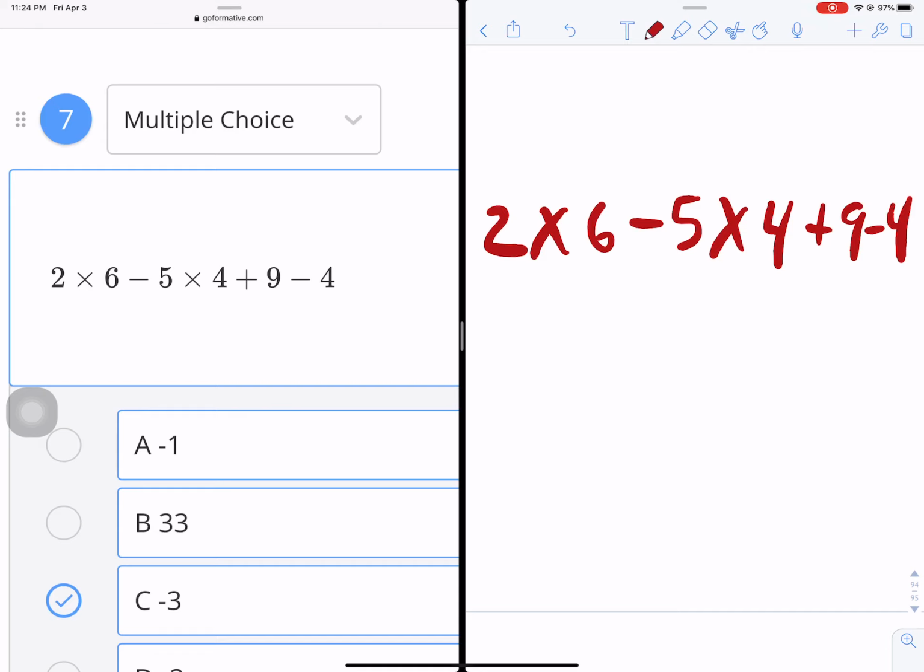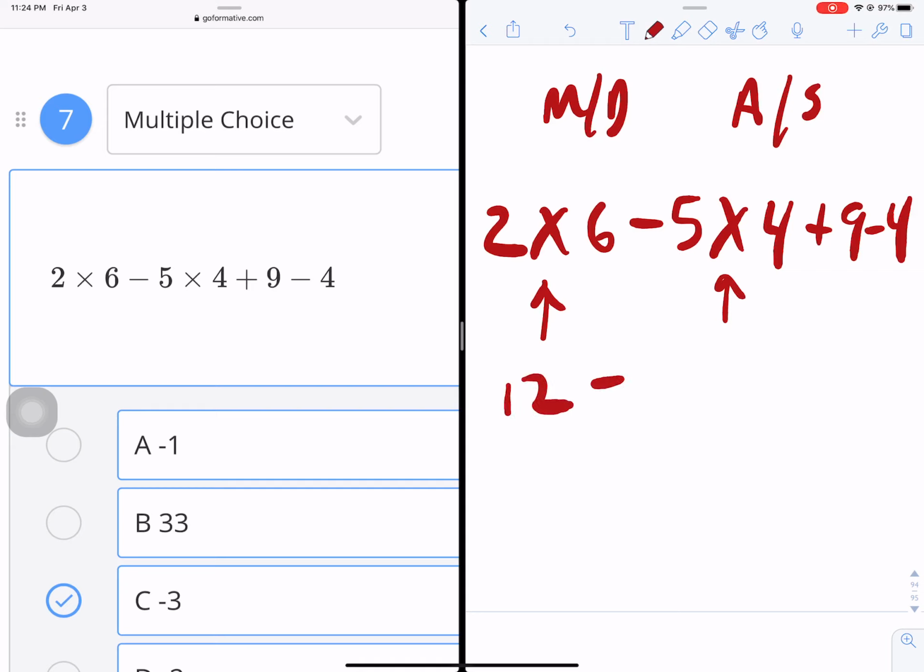No parentheses. No exponents. So we just jump right to multiplication and division and then addition and subtraction. So we're going to do multiplication. I see a times problem there and there. So let's just do them in order. So 2 times 6 is first, then the 5 times the 4. And then you can put everything else back as is.